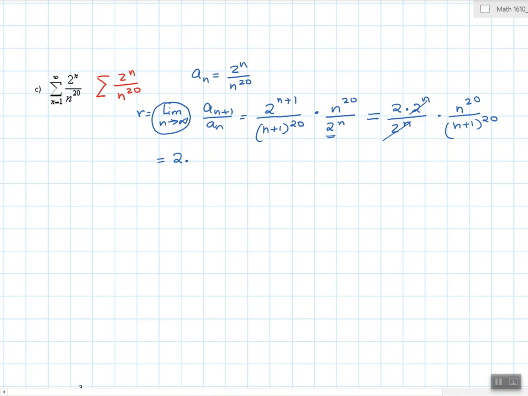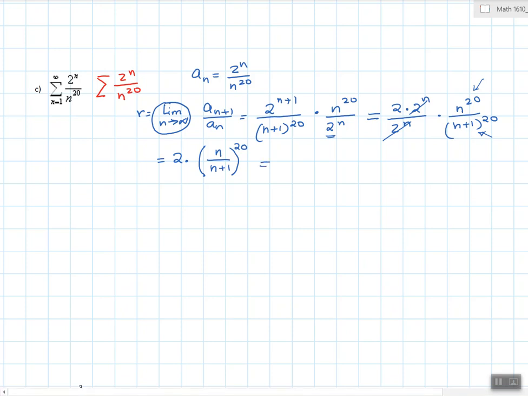Now notice that this term is raised to the power 20 and this term is raised to the power 20. So what I'm going to do is take them together. N over n plus 1 raised to the power 20. Okay, so I've just put them together.